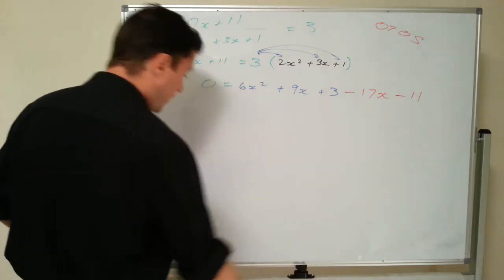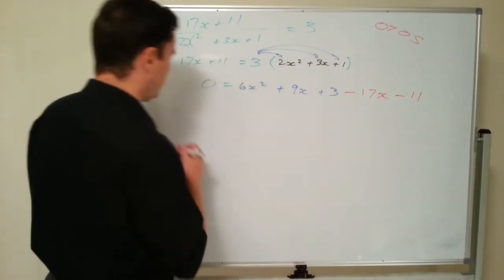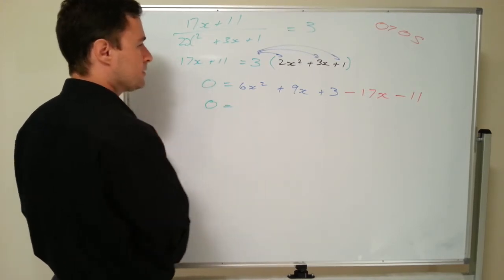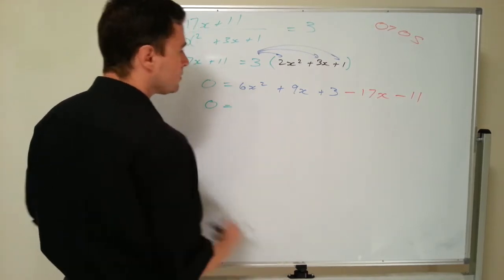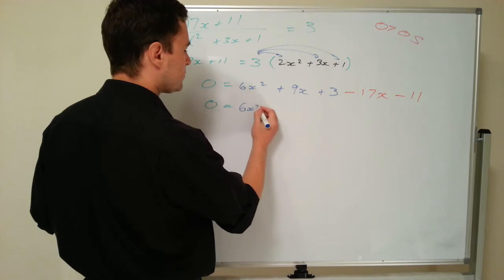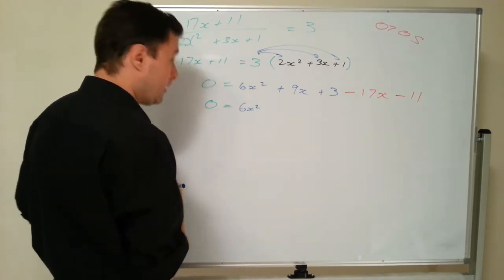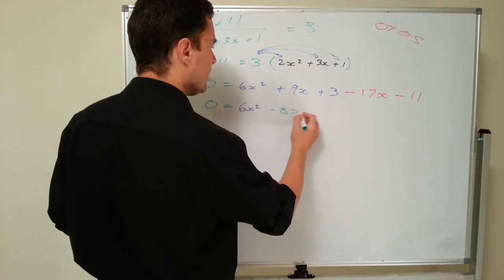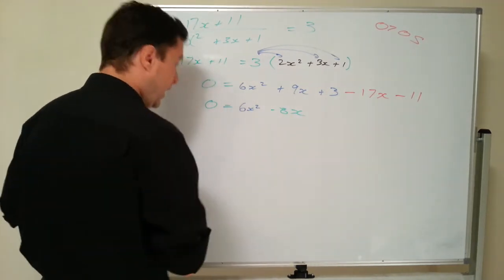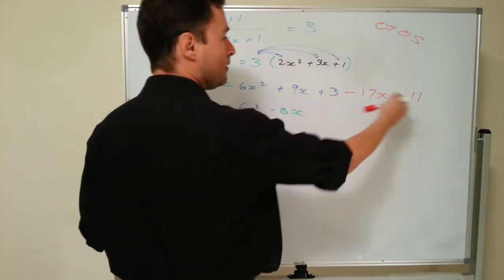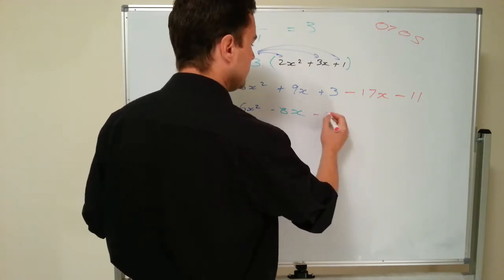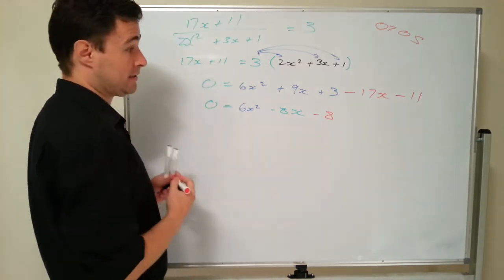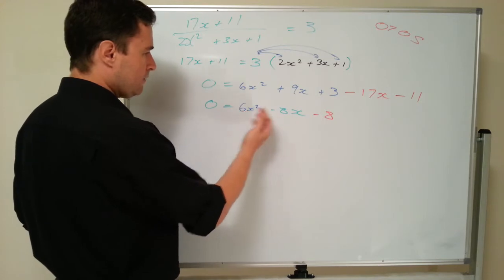Okay? Alright, now I'm going to tidy everything up. Over here, 0 equals, let's put the x squared together. Well, there's only 6x squared. 9x minus 17x is minus 8x. You with me? And 3 minus 11 is minus 8. Okay, fantastic.